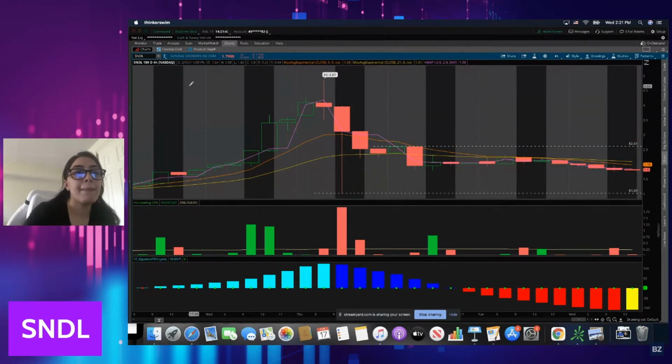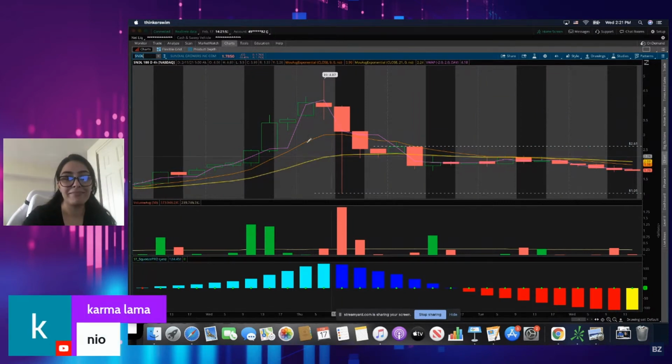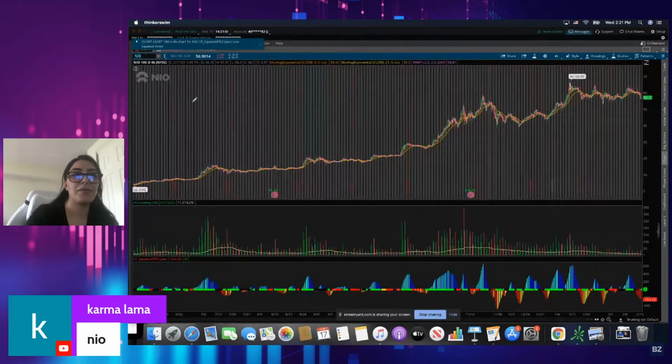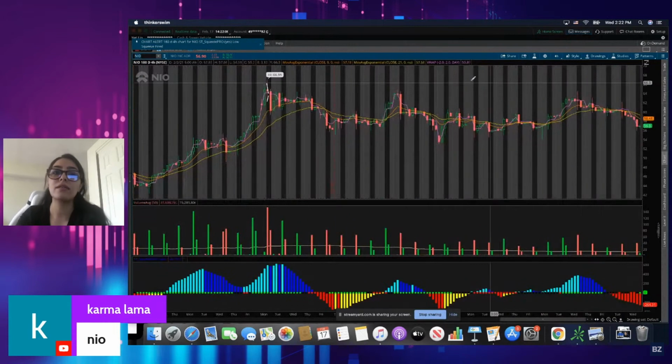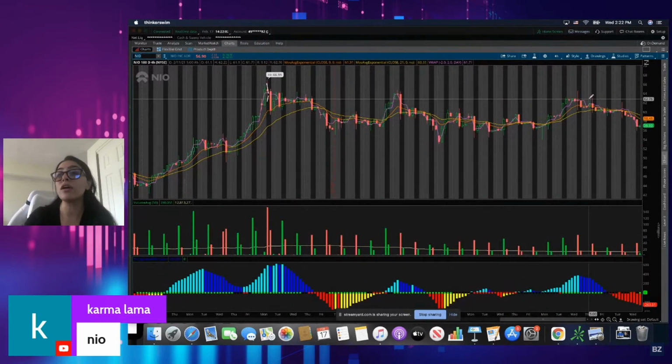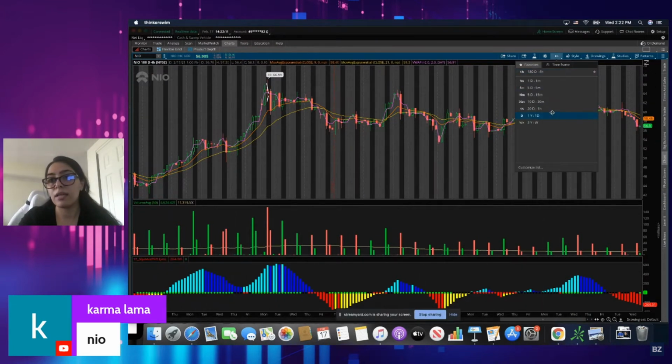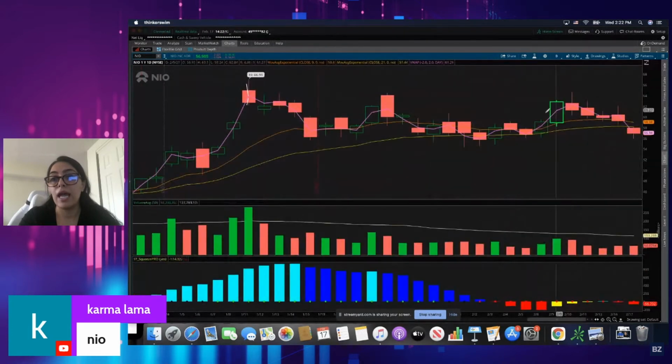All right, I got a next one here for you. This one's funny, at least the name, Karma Llama, bringing in NIO. All right, I haven't talked about NIO in a while, so let's see what's going on. It looks like NIO is kind of in a consolidation period. Haven't really heard much news about this. Usually it moves whenever it has a catalyst behind it. The EV sector has kind of been in a lull right now, so I like NIO. It is consolidating right now, so it needs to break out of the consolidation period for us to see a potential move.